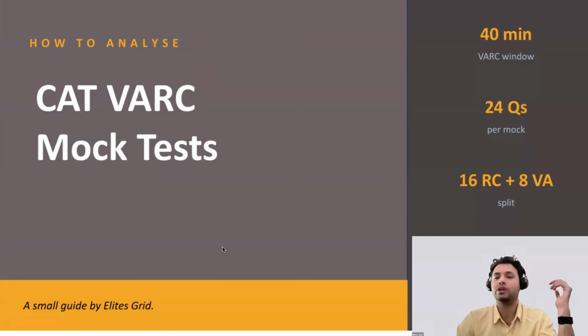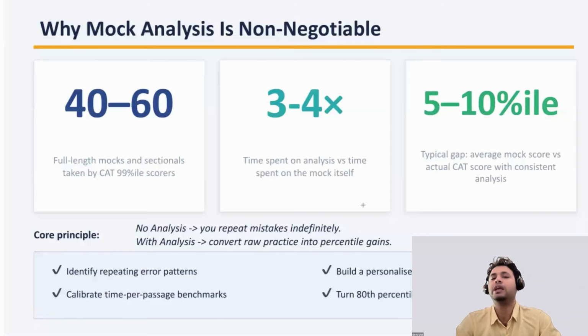So, a very quick recap on the CAT pattern: 40 minutes, 24 questions in 16 RCs, 4 questions in 4 RCs, 16 questions, and then 8 verbal ability paragraph-based questions, right? Our goal: 99 percentile plus. How do we get there? How exactly do mocks really help us? That basically becomes our main problem that we are intending to solve here, right?